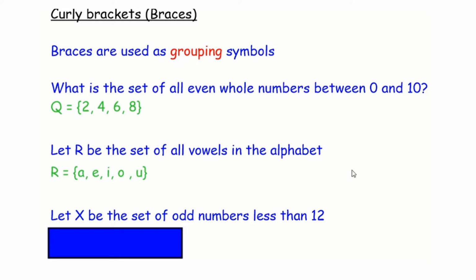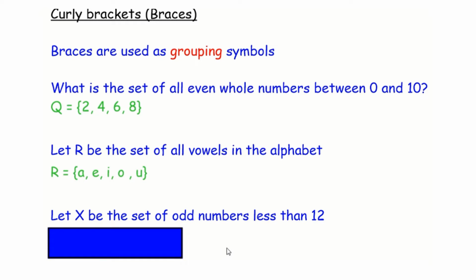Now, down the bottom here, we've got a question: let X be the set of odd numbers that are less than 12. What I'd like you to do is pause the video for however long you need and have a go at writing out what you think the set X is going to look like, using exactly the same notation that we've got above. So if you pause the video for me now.